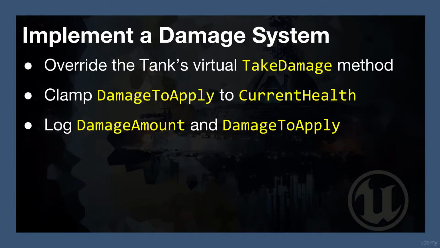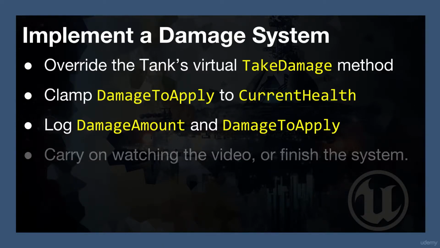So say the tank had, as I said before, 17, let's say, points of health left, and the damage we want to try and apply is 20. We actually only want to take 17 points. We want to have health end up at 0 precisely. But all you need to do for this lecture is log the damage amount and the damage to apply. So it's really about just overriding that method and doing a clamp, and then log these values out to make sure that the damage amount and the damage to apply look like they're right.